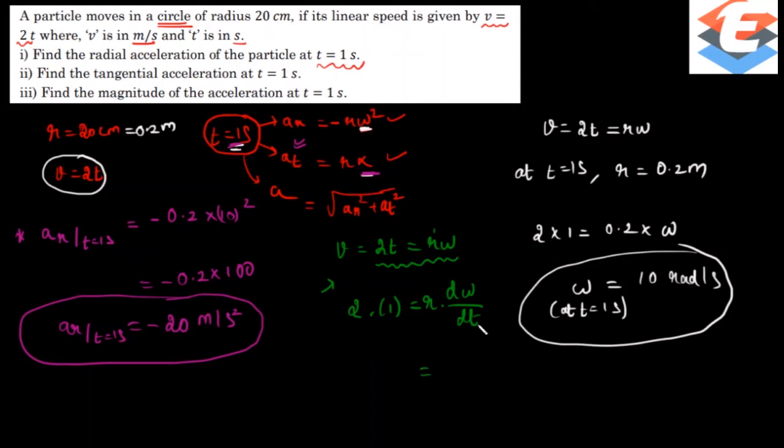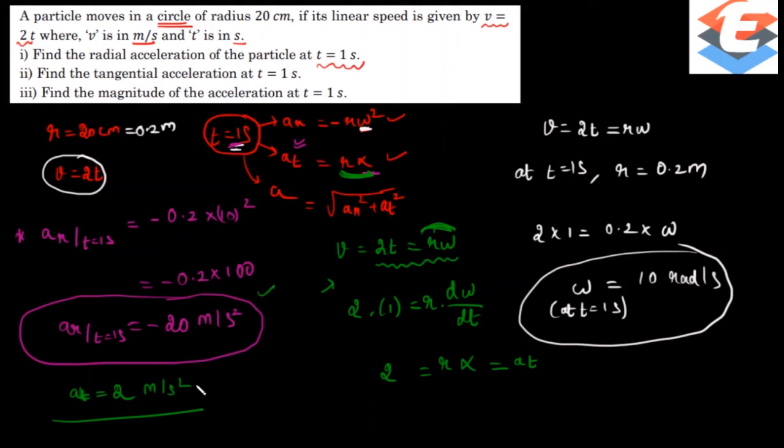And what is this d omega by dt? That is alpha, right? d omega by dt is alpha, and on the left hand side I have 2. And r alpha is nothing but the tangential acceleration. So I got a tangential to be 2 meter per second square. I'm just converting this by differentiating it so that I get the tangential acceleration.